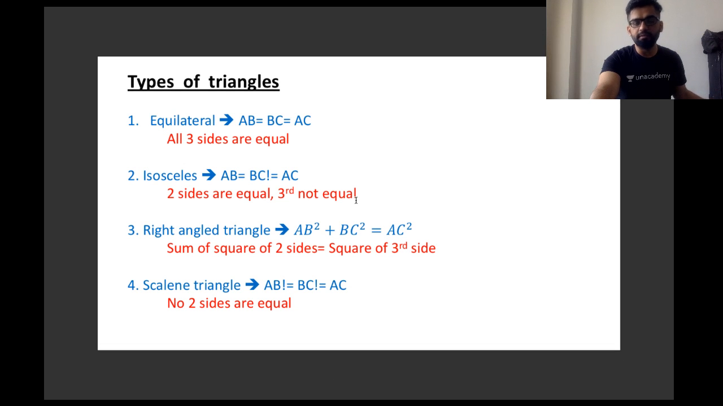Types of triangles that can be formed are the equilateral triangle, that means all 3 sides are equal. Isosceles triangle, that means 2 sides are equal, not equal to the third side. Right angle triangle, that is, the Pythagoras theorem holds here: AB square plus BC square is equal to AC square. Then scalene triangle, that means all 3 sides are not equal to each other. No 2 sides are equal to each other. A right angle triangle can be a scalene triangle. A right angle triangle can be an isosceles triangle too.